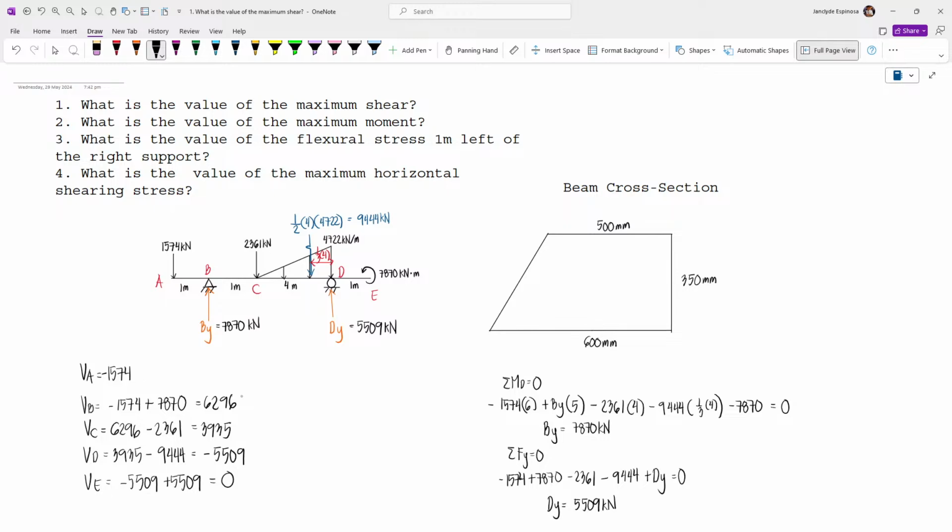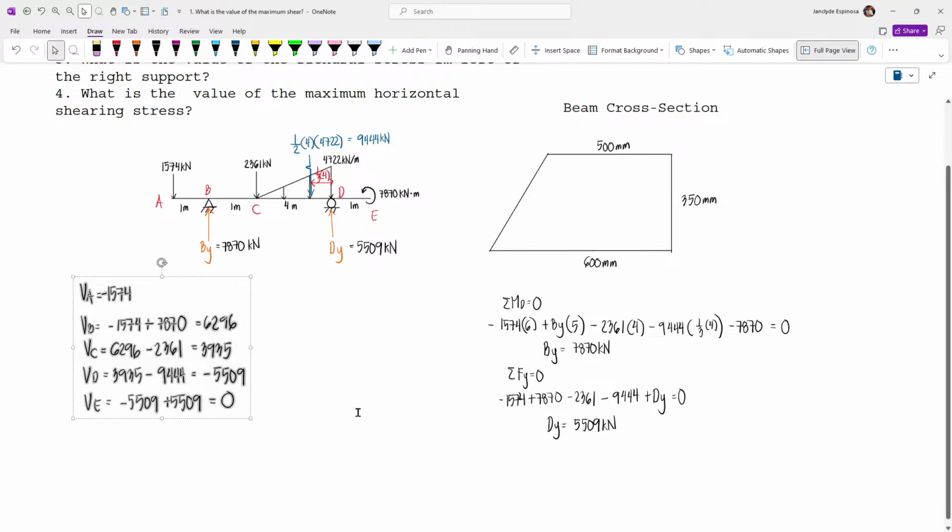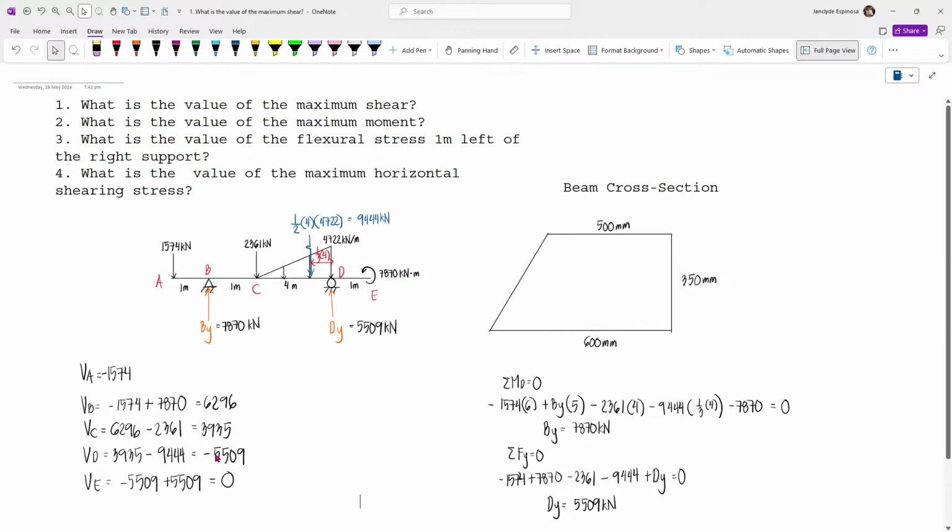So automatic, just by evaluating the shear values at these points, you will already know where the maximum shear is. Ang pinakadako, we have VB 6296. So manay na siya imong maximum shear. No need to draw the diagram. Maximum shear. Kana.